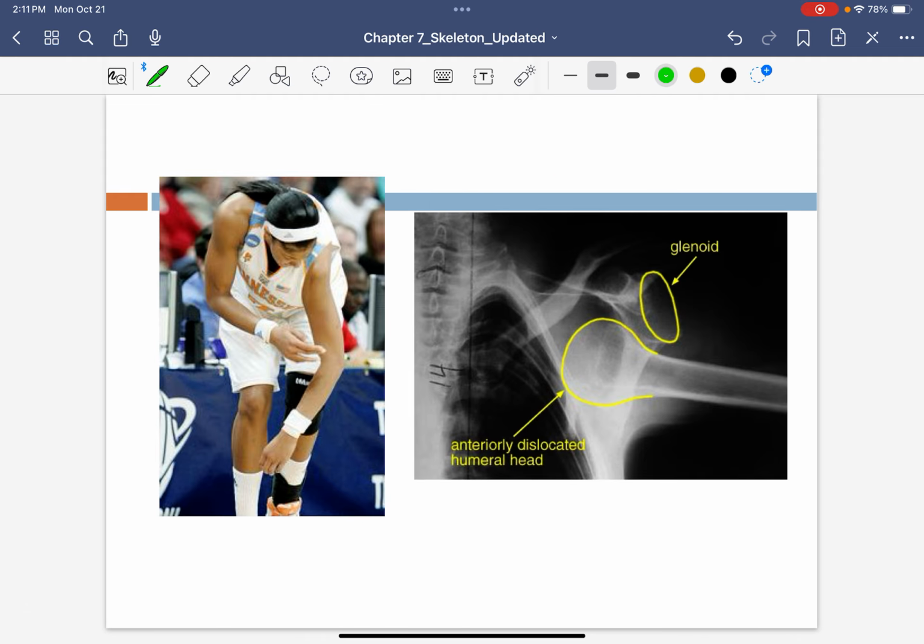Here's an X-ray. Oh no, this head of the humerus should be up here. So it's a dislocated shoulder. In this basketball player, this little divot here shouldn't be there. So she's got a dislocated shoulder. Most commonly, the head of the humerus dislocates anteriorly or inferiorly. But this is all extra.